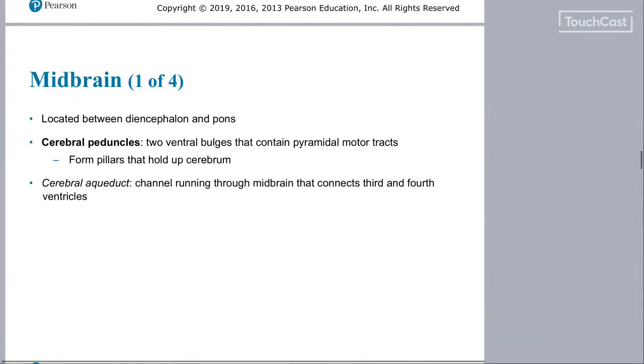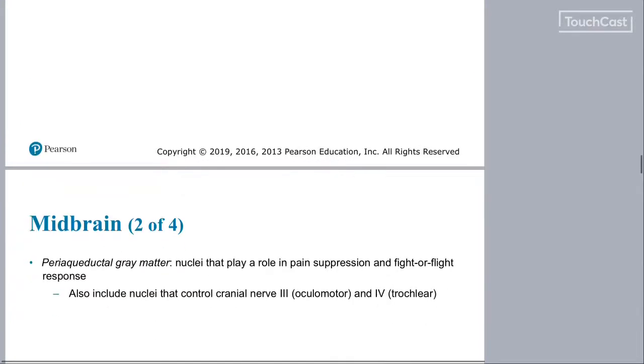So starting with the midbrain, it's going to be located in between the diencephalon and the pons. So these cerebral peduncles, they're two bulges that contain pyramidal motor tracts. So they're kind of what holds up our cerebrum. Okay, we also have what's called the cerebral aqueduct. Just by its name, you can imagine that it circulates fluid. So here it's going to be running through the midbrain that connects our third and our fourth ventricles.